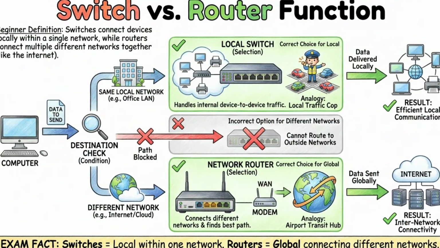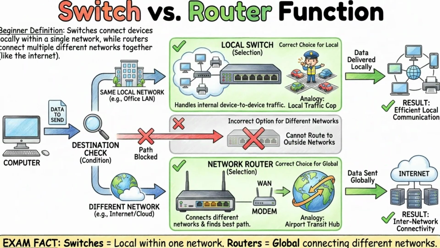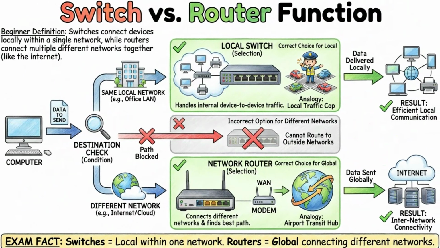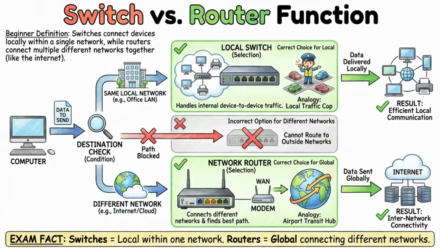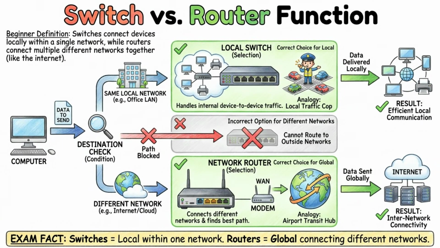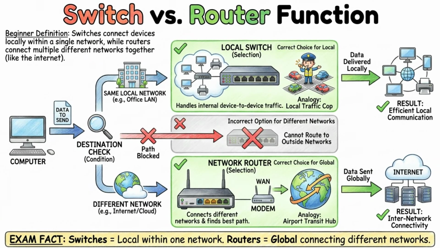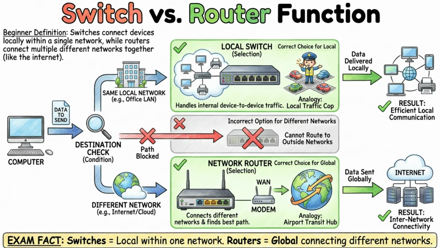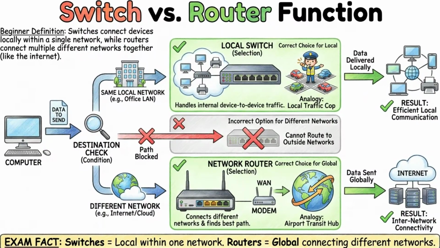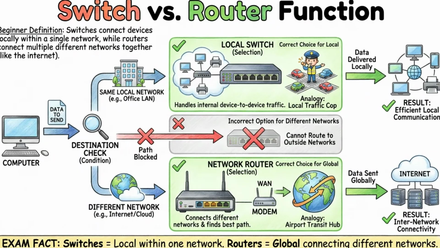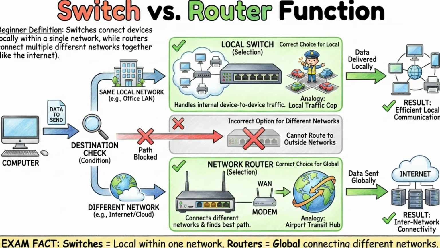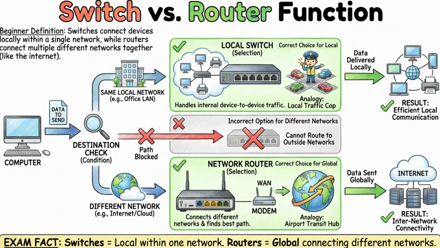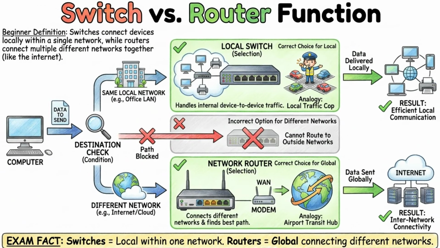While switches are fantastic at connecting devices within the same office, they cannot send data to completely different networks, which is where routers come into play. A router is a highly intelligent network device designed specifically to connect multiple different networks together, such as connecting your home or office network to the public internet. If a switch is like a local traffic cop, a router is like an airport transit hub that figures out the best possible path to send cargo across the world. Whenever a computer wants to talk to a server that is not on its local switch, it sends the data to the router, and the router handles the long-distance delivery. For your exam, always remember that switches operate locally, while routers connect different networks globally.